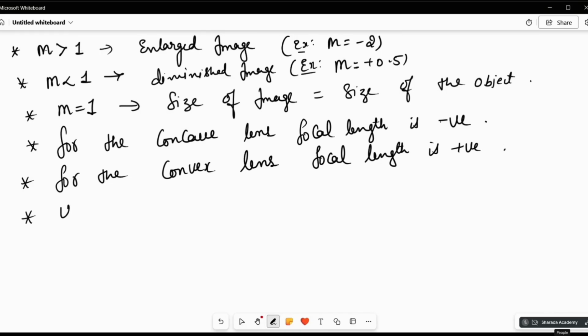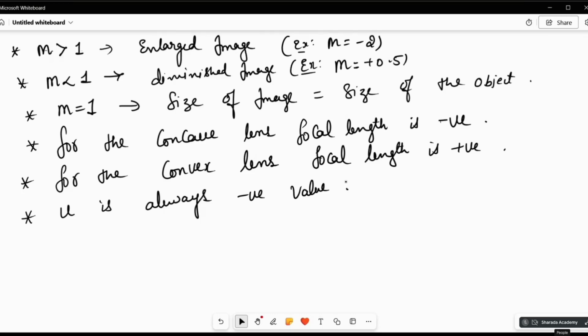And U is always negative. U is what? Object distance, right? And you will keep it in front of the lens, so U will always be negative. In lens also it is like that. Because in the problem they will not specify the sign, for everything they just give the number. So you should know according to the sign convention. V depends on where the image is formed. If it is formed on the other side, V will be positive. If it is on the same side as U, then it will be negative. So according to where the image is formed, you have to consider.